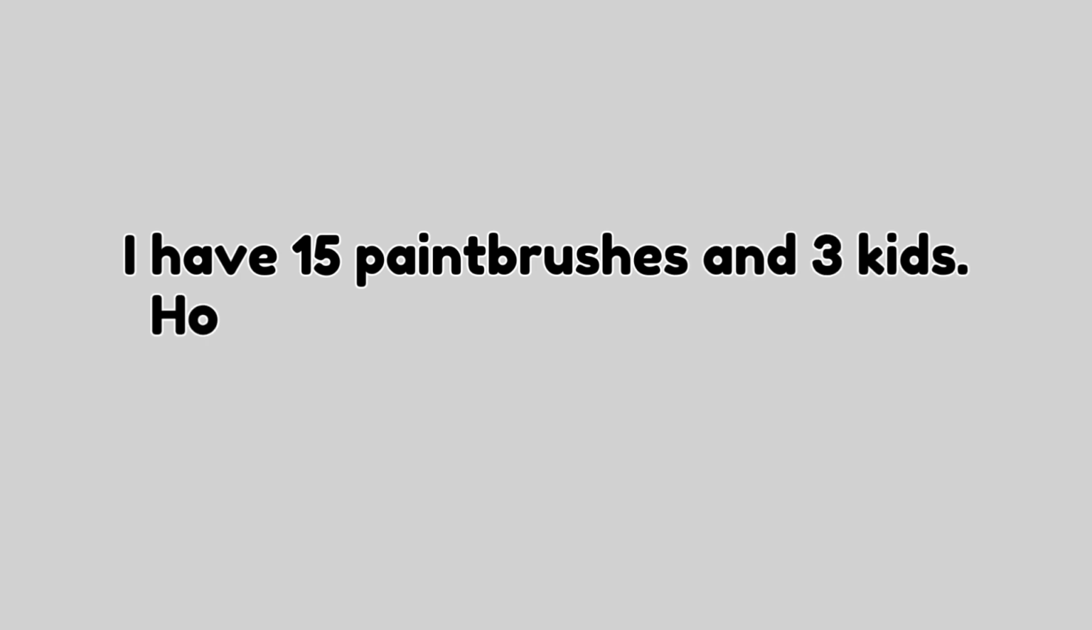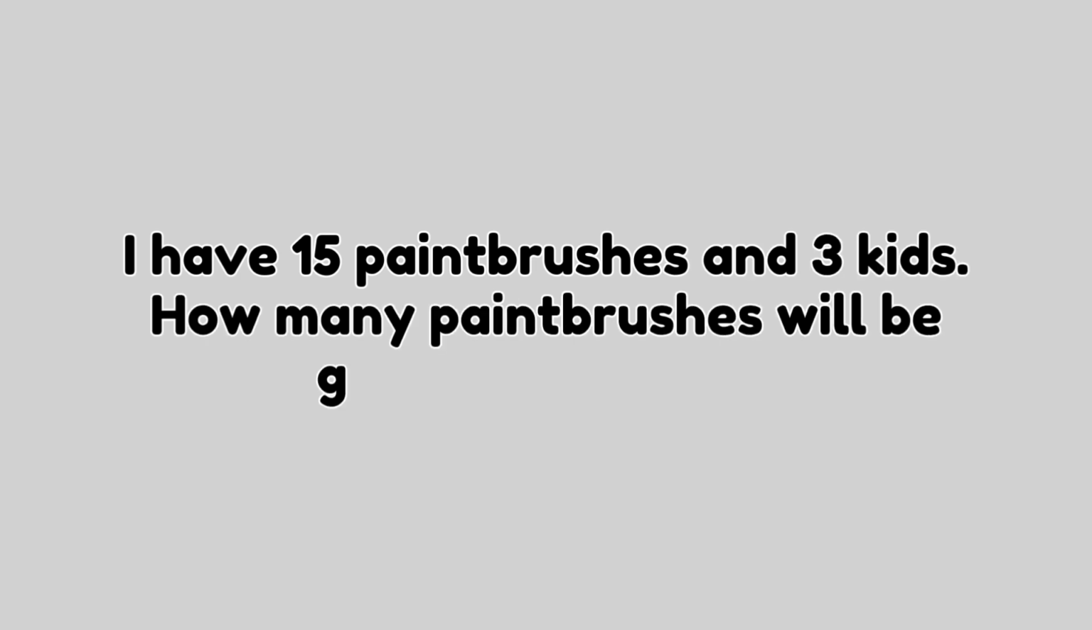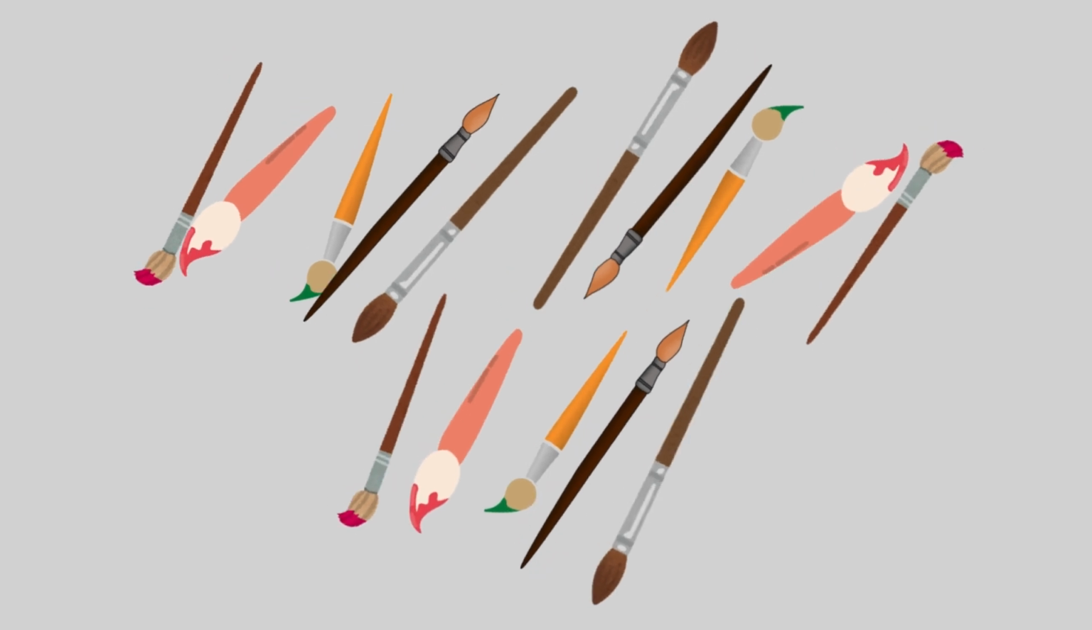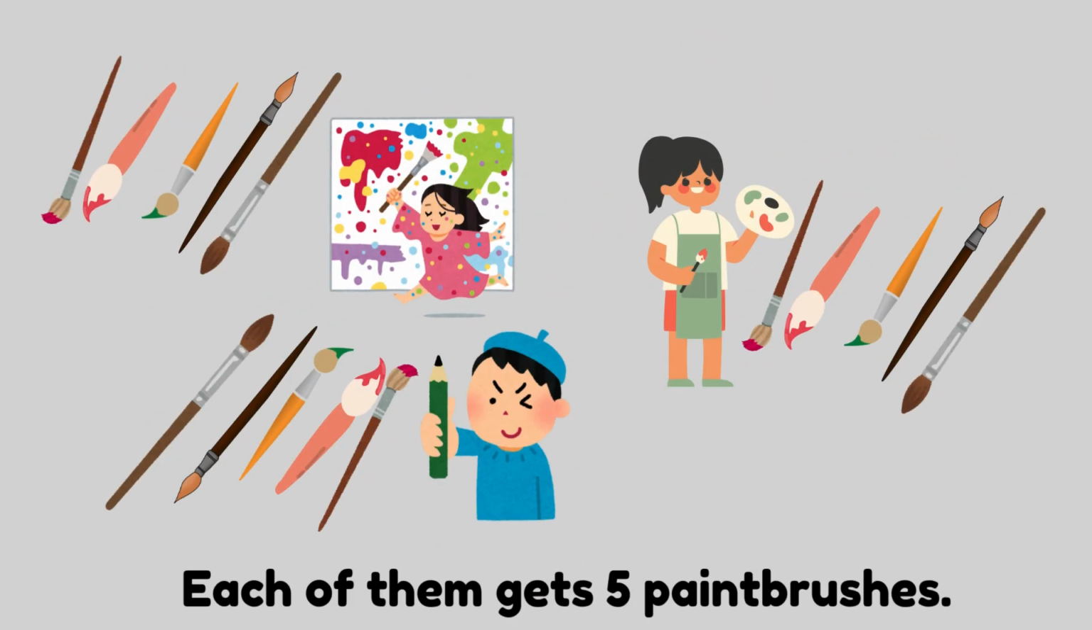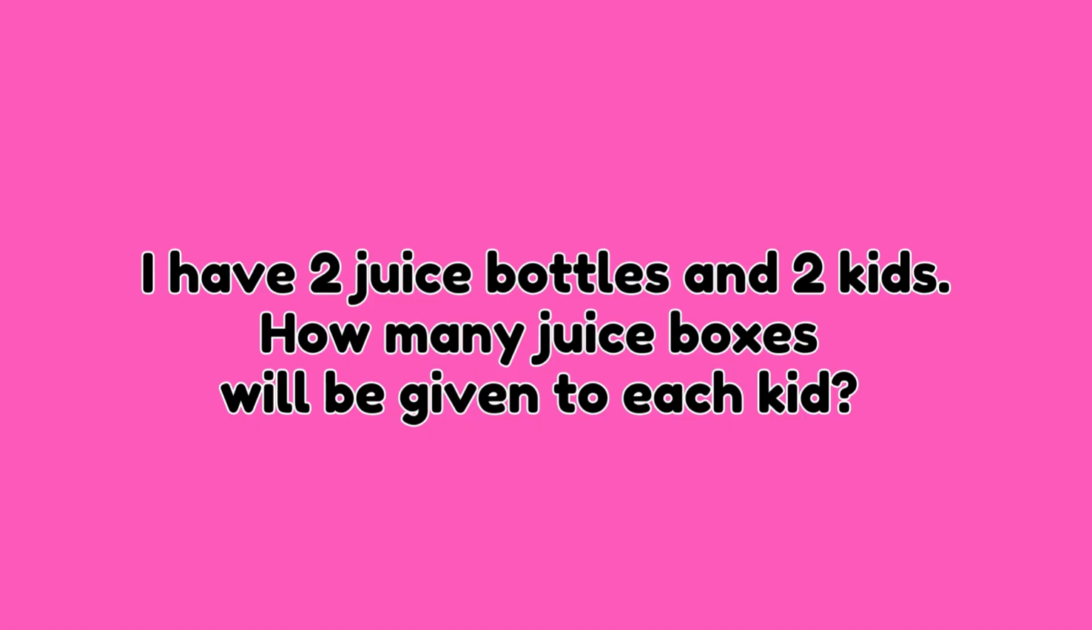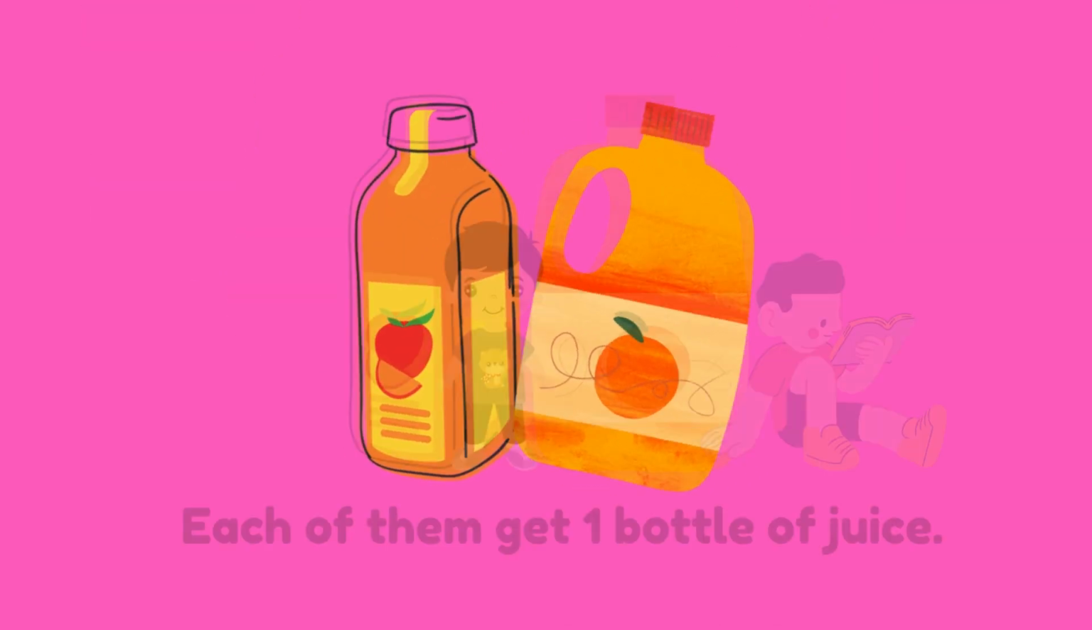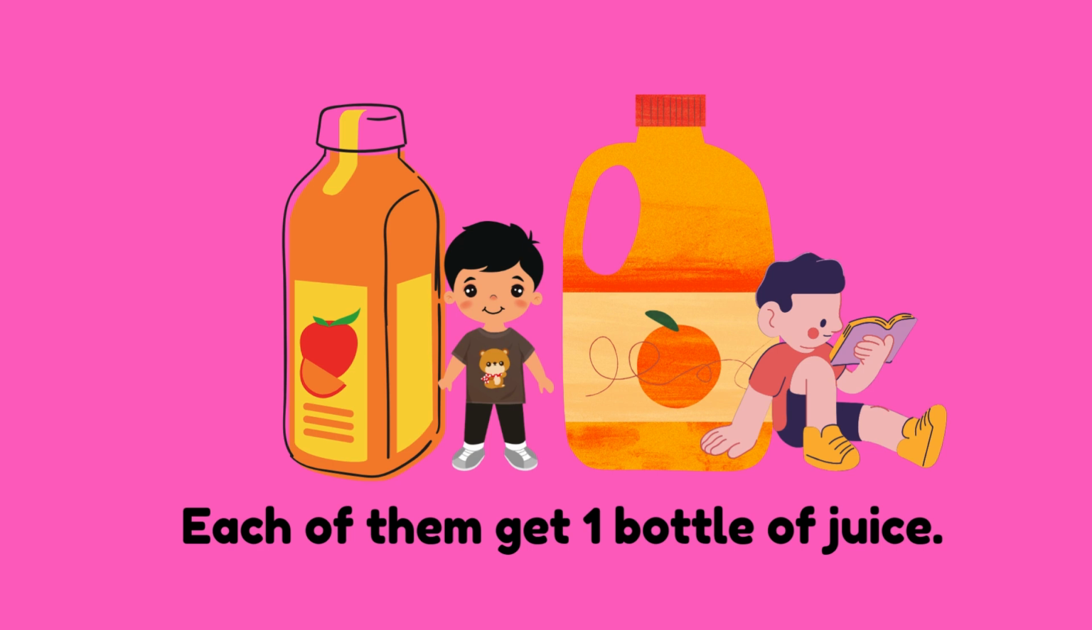I have 15 paintbrushes and 3 kids. How many paintbrushes will be given to each kid? Each of them gets 5 paintbrushes. I have 2 juice bottles and 2 kids. How many juice bottles will be given to each kid? Each of them gets 1 bottle of juice.